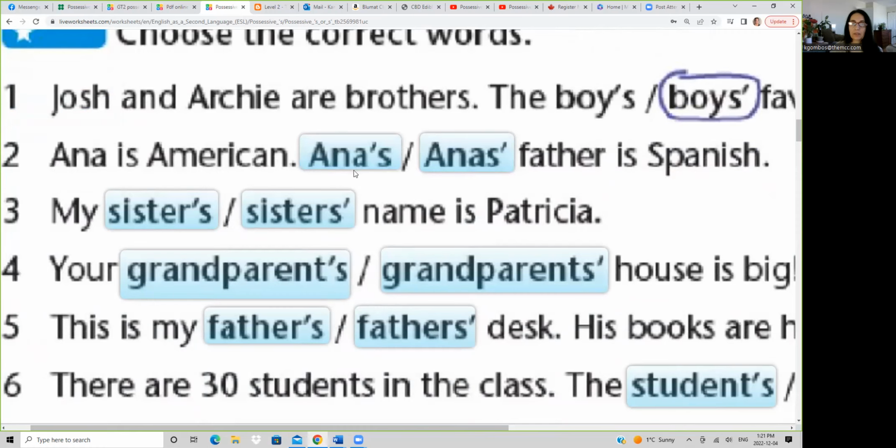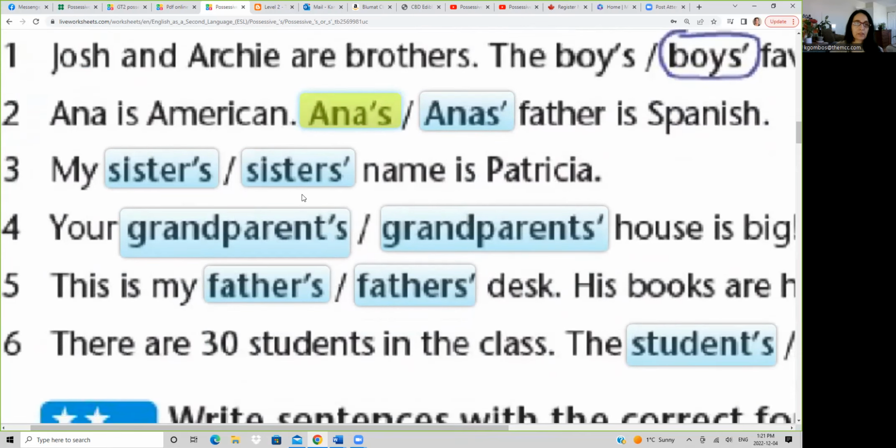Anna is one person, no S at the end, so I will use apostrophe S. Anna's father is Spanish. Number three, my sister's name is Patricia. Only one sister. If I look at the second one, sisters is already plural, so I'm not talking about two sisters. I'm only talking about Patricia. So my sister, one sister, apostrophe S: my sister's name is Patricia.